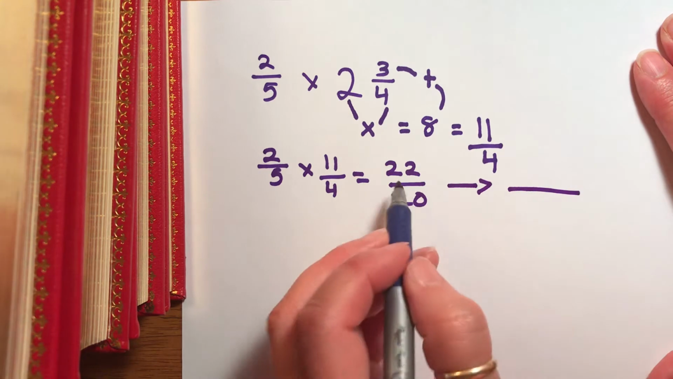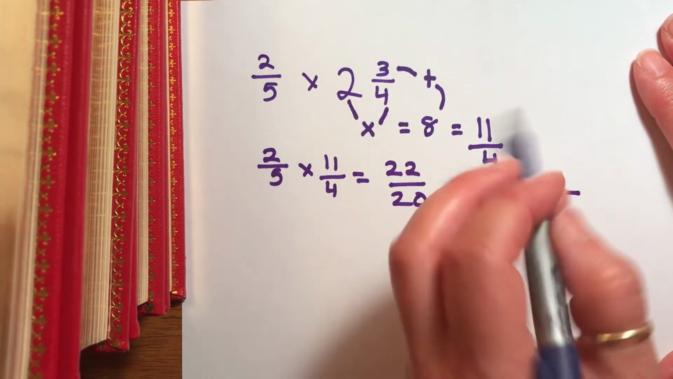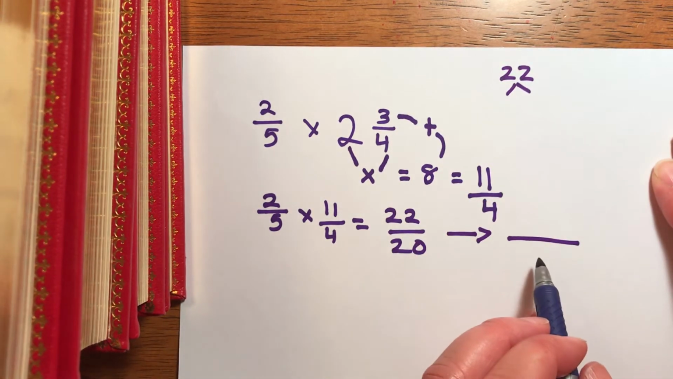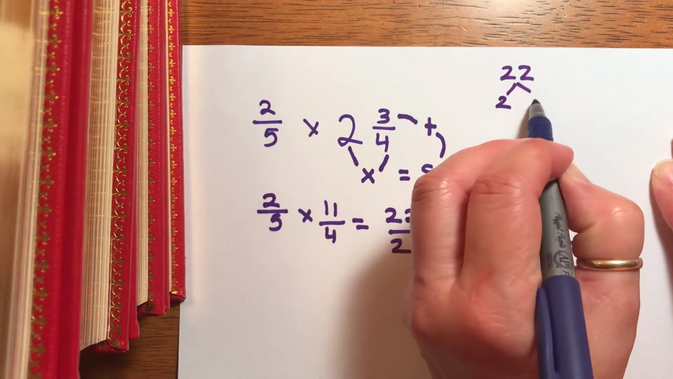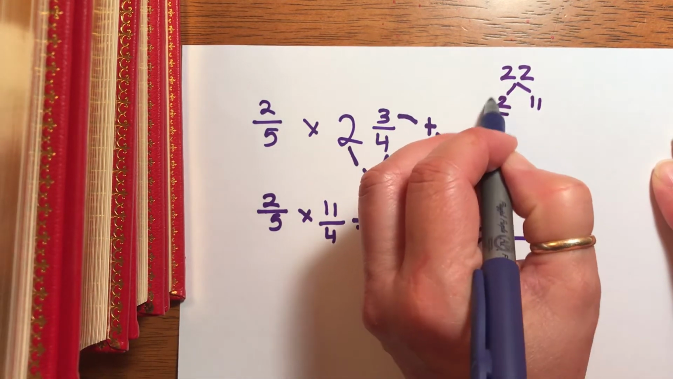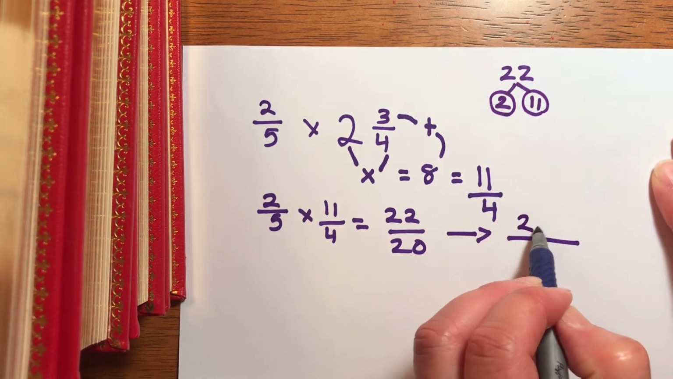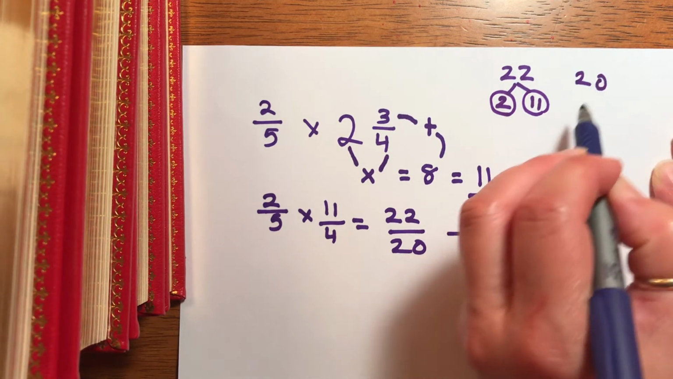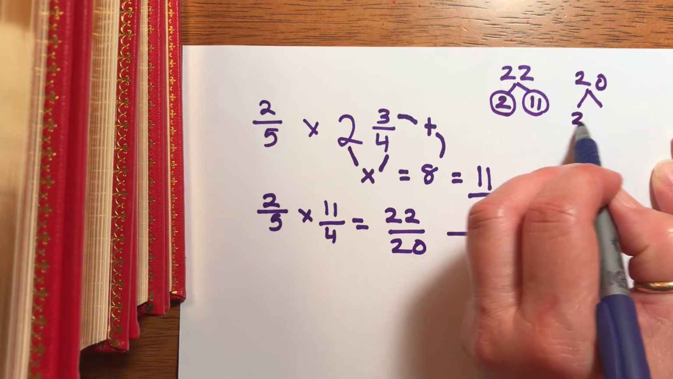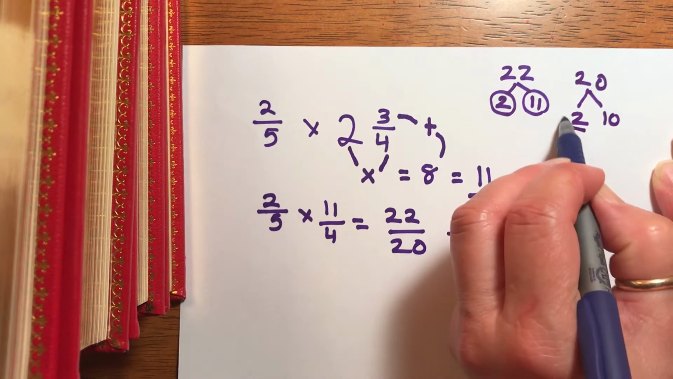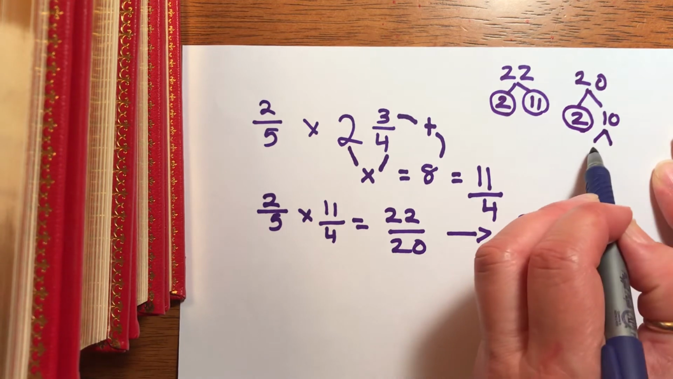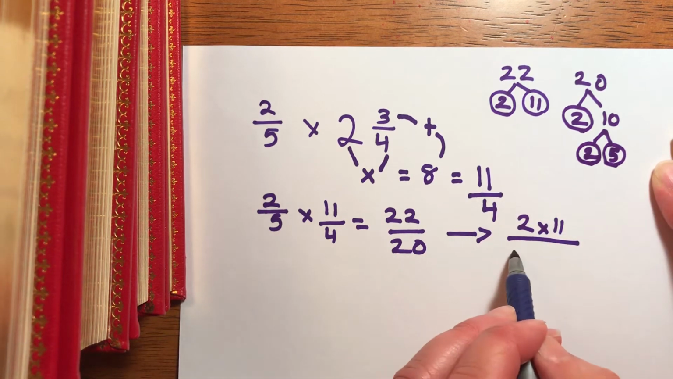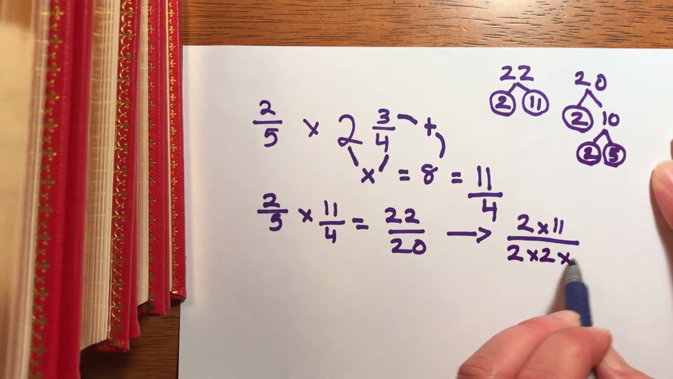So I need the prime factors for 22 and the prime factors for 20. So I'm going to do that over here. 22. Two numbers I can multiply together to get 22: 2 and 11. And in this case, both of those are prime. So on the top, I'm going to write 2 times 11. Now, prime factors for 20. Two numbers I can multiply together: 2 times 10. 2 is prime, 10 is not. 2 branches under 10, and 2 times 5. Both of those are prime. So on the bottom, I would write 2 times 2 times 5.